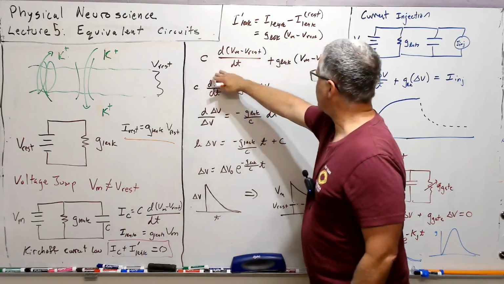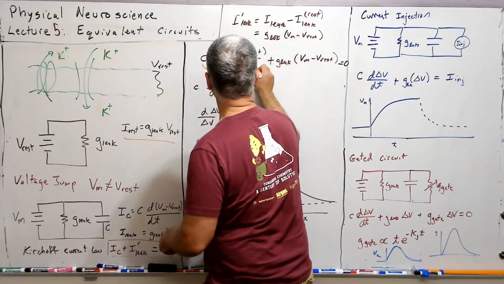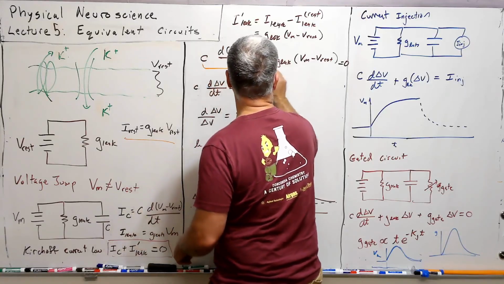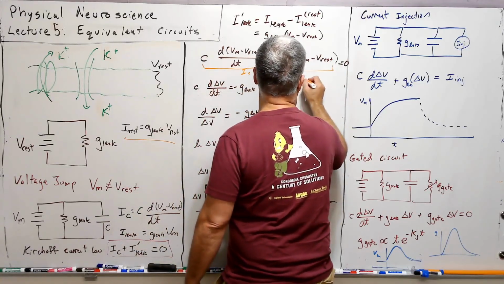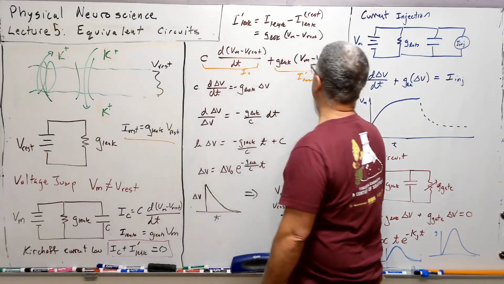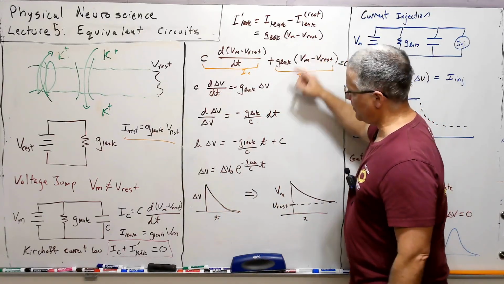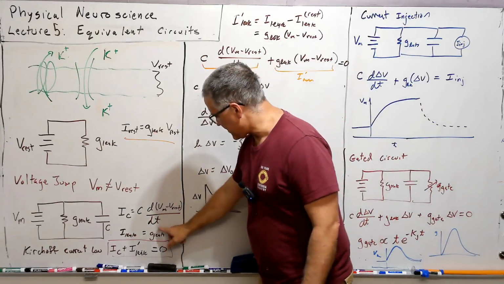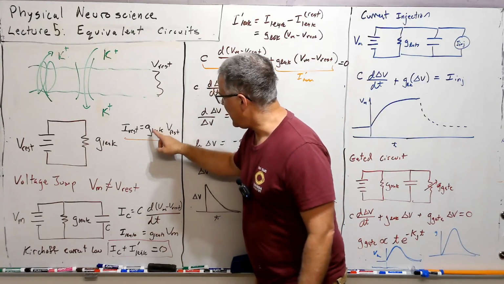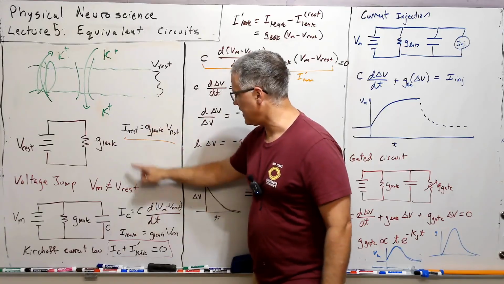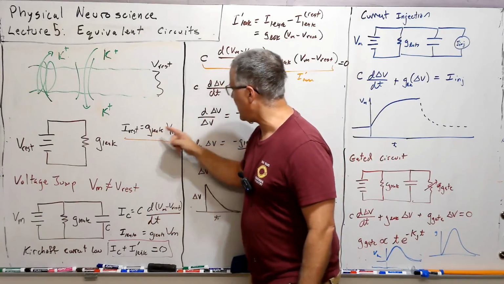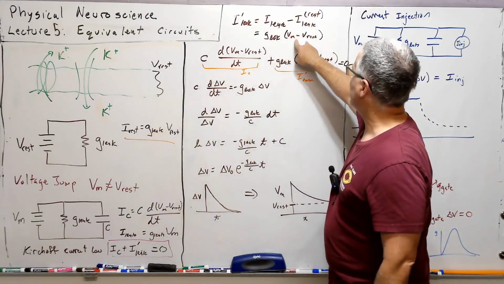IC is this. This is our IC, and this is our I leak prime. And so where is that coming from? Well, that's coming from this and this. And so if we take this minus this, we can pull out the G, and we have this.